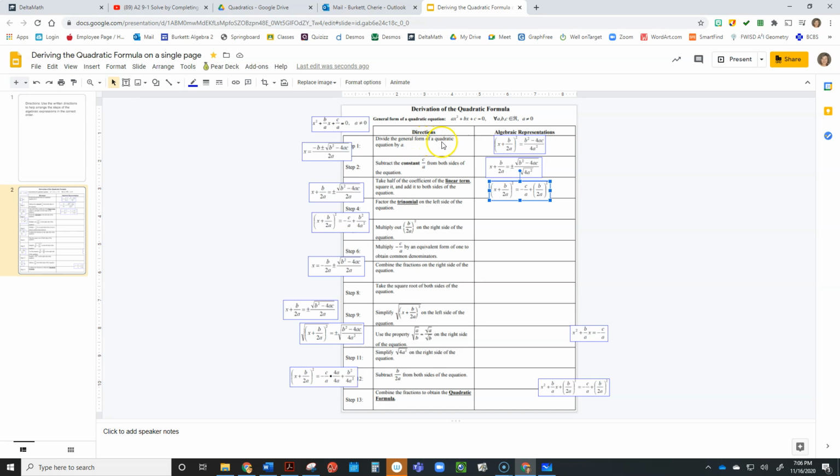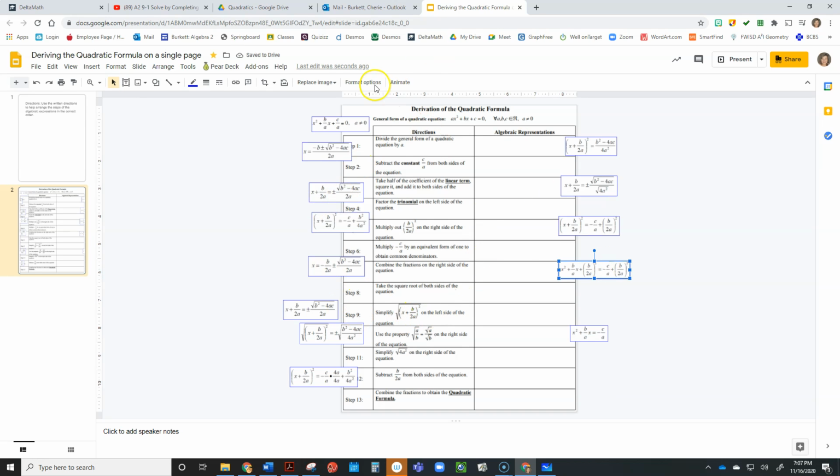Divide the general form of a quadratic equation by a, subtract the constant, take half of the linear term, factor the trinomial. You see all of these vocab words? If you don't know these vocab words, then you're not going to be able to figure out where to put what. And you can't trust anything that I've done right here because I was not even looking at those. I was just moving stuff around to show you that this is what you're going to have to do.